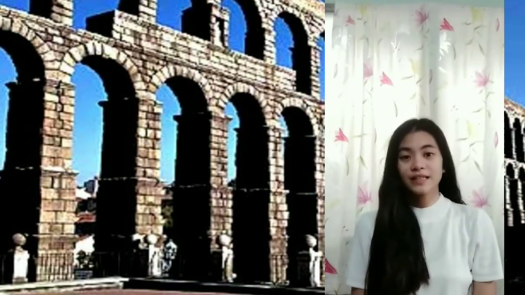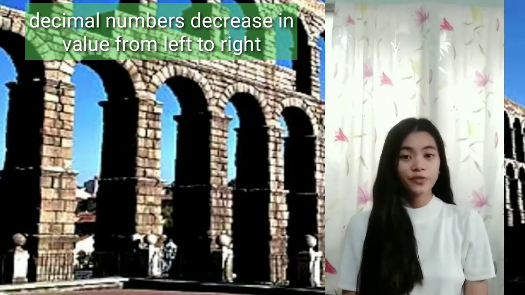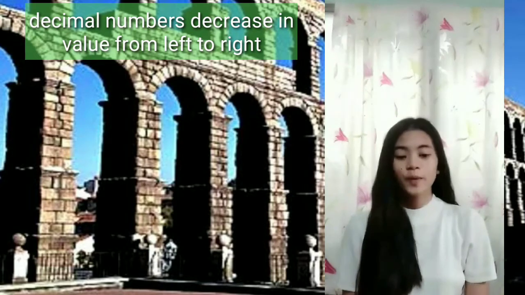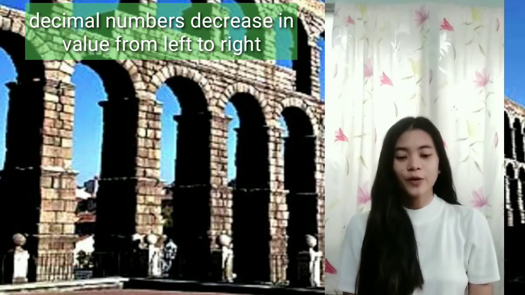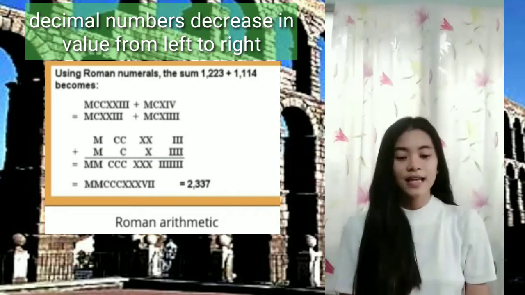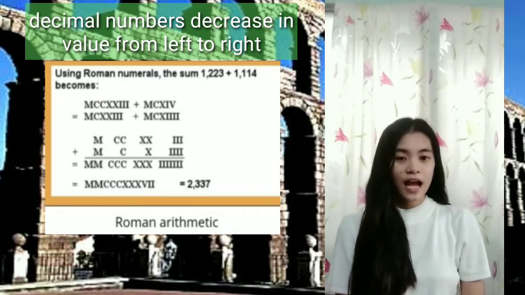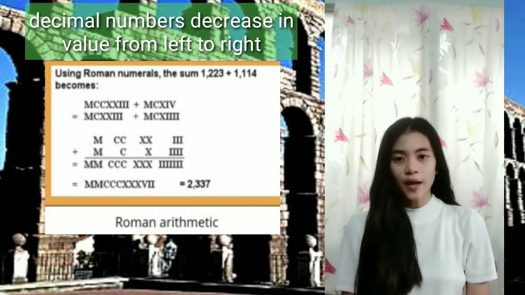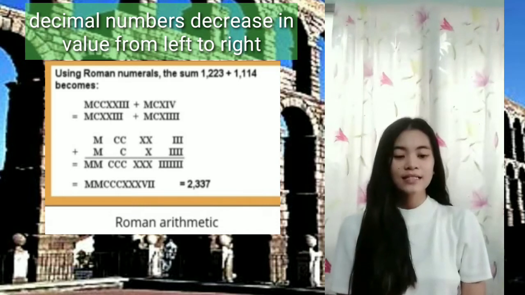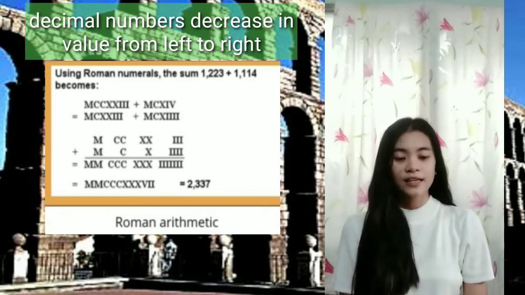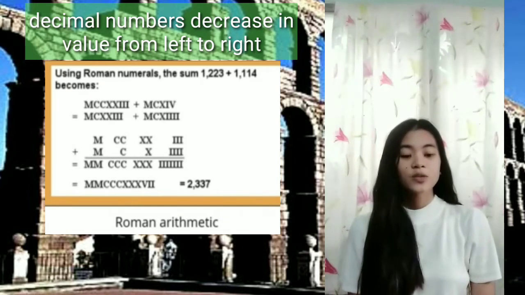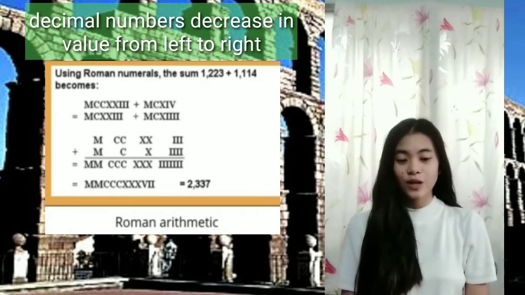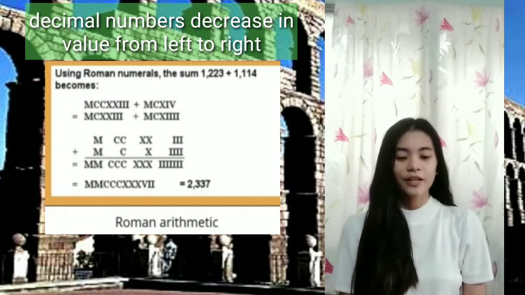Just like Arabic decimal numbers decrease in value from left to right, so do Roman numerals. As you read them, add up the values. For example, MCCXXIII plus MCXIV is equal to MMCCCXXXVII, which can be expressed as 1,223 plus 1,114 is equal to 2,337.